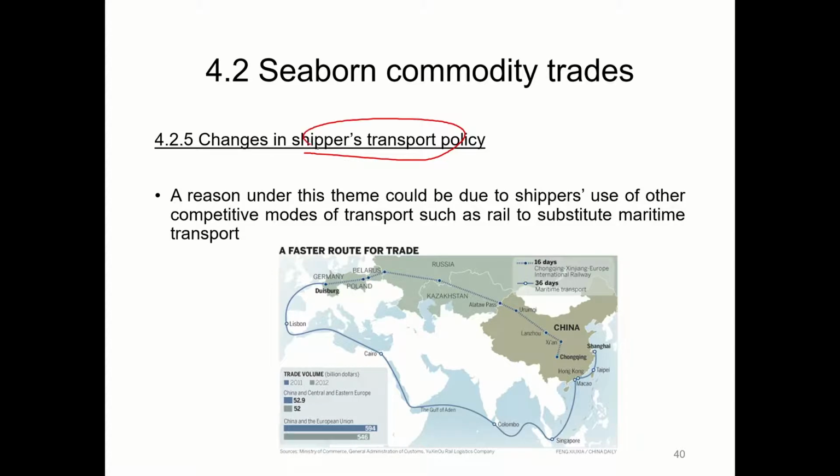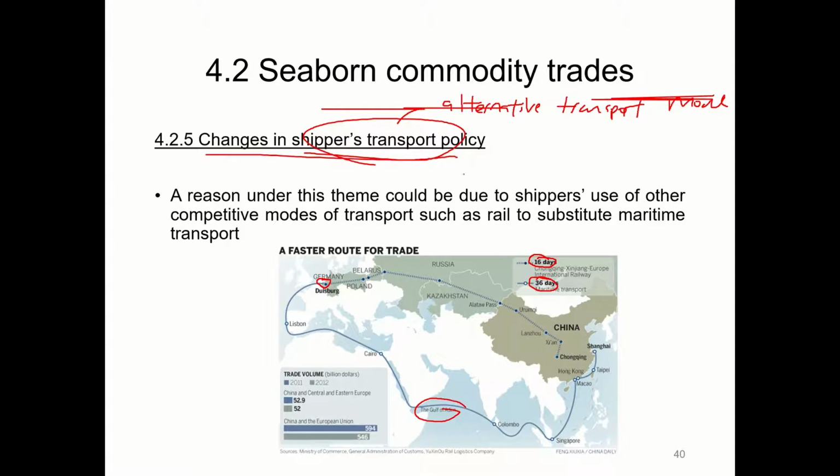So the last factor would be changes in shippers' transport policy. Here we are looking at alternative transport modes. The best example would be the One Belt, One Road initiative. Here we can compare shipping some products from China to Duisburg. If we go by ship, which is the only available mode in the past, it's 36 days. But now, with the construction of the One Belt, One Road initiative, you only need 16 days to ship the products to Duisburg. So some of the exporters in China might be switching from maritime transport to rail transport, and that will negatively affect the maritime transport because of this switch or changes in the shippers' transport policy.